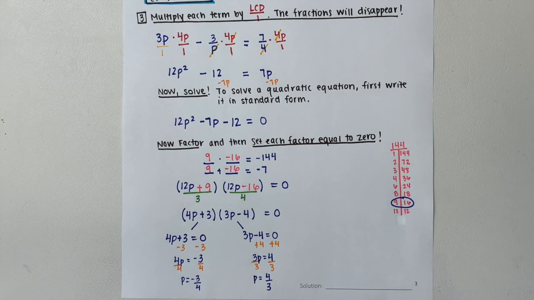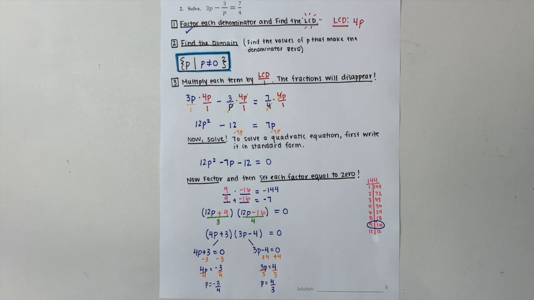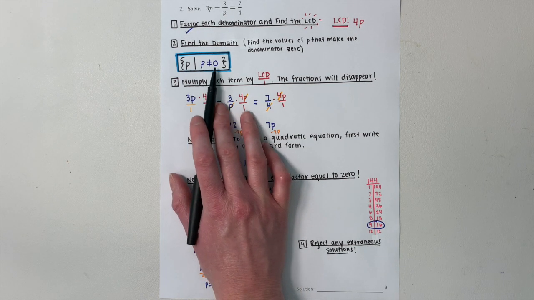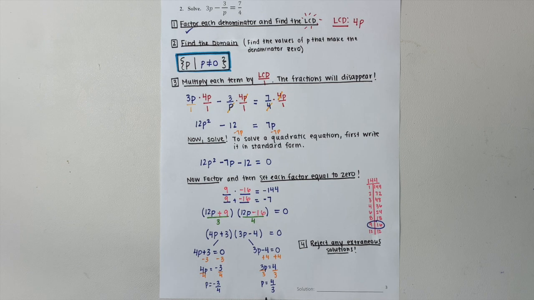Now, before we write down our final answer, we need to remember step 4. For step 4, we need to reject any extraneous solutions. In other words, make sure that our solutions are not one of the forbidden values of p. P cannot equal 0, but 0 was not either of our solutions. So it looks like both of our solutions are valid. So you can write your final answer like this, or if we write our final answer using solution set notation, it would look like this.